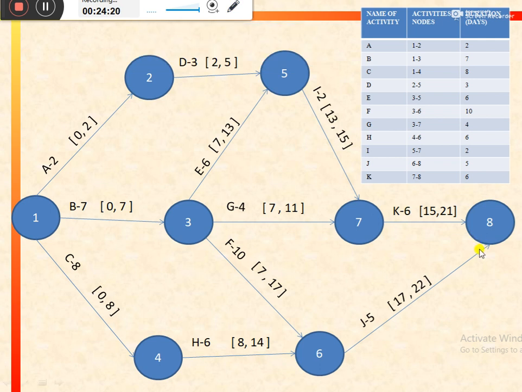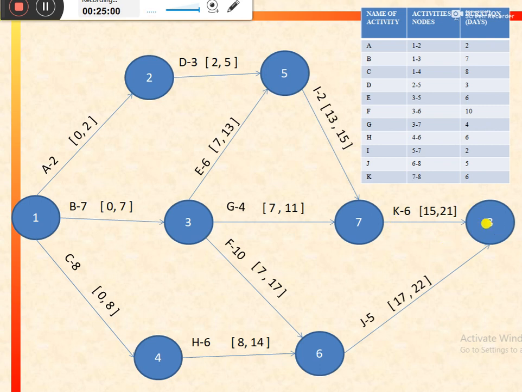So to start this step, we need to determine the maximum time allowed to complete a particular project. If the maximum time is given, then we would consider that time period, and if the maximum time period is not given, in that case we would consider the highest of the earliest finish times of the activities that are terminating or merging on the last node.